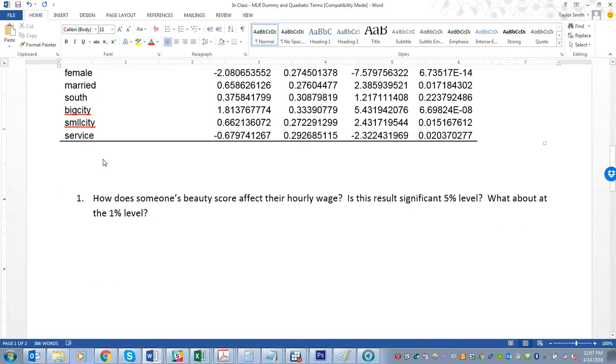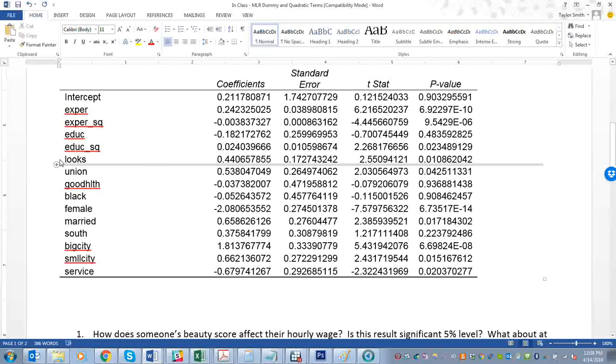So number one, how does someone's beauty score affect their hourly wage? Let's stop there. Let's just answer that question. So someone's beauty score is captured in the looks variable, right? So the looks right here. And anytime you're wanting to see how one variable affects another, what we want to do is look at the coefficient on that variable. Because remember, the coefficient is essentially the slope, and the slope between an x and a y tells us about the relationship. So we want to know, what is that relationship? And so that coefficient is 0.440657, yada yada. We'll just say 0.44 for now.